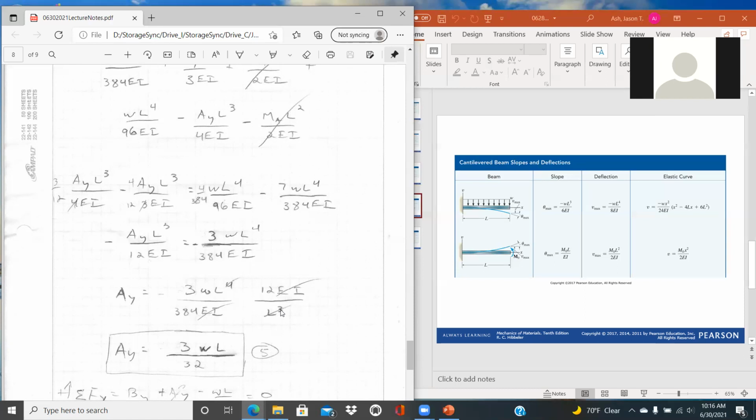And so the EIs will cancel. 384 goes into 12 32 times. And we have an L to the fourth canceling with an L cubed. So we end up with AY is equal to 3 WL over 32.